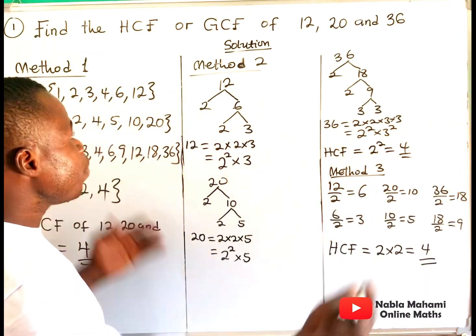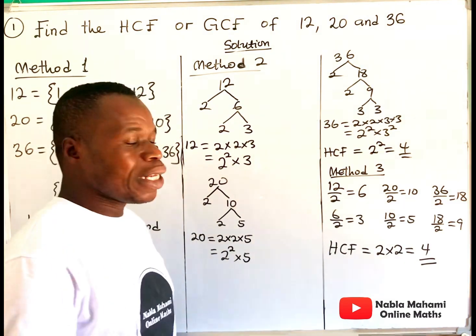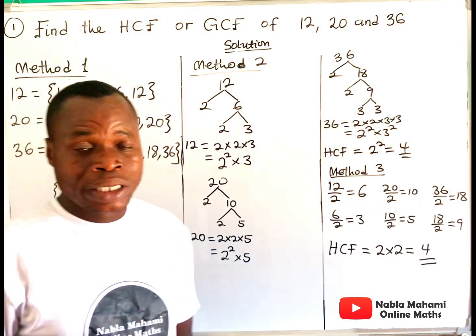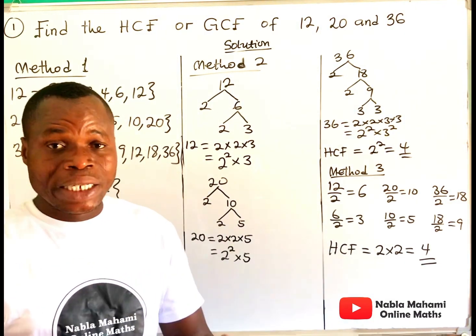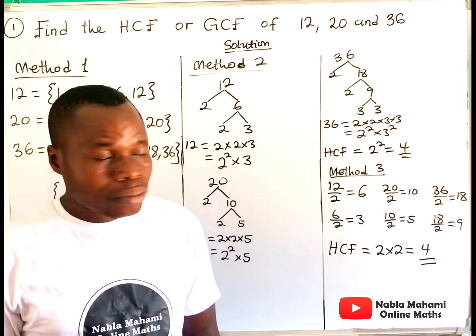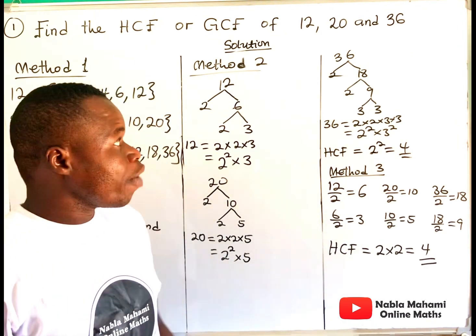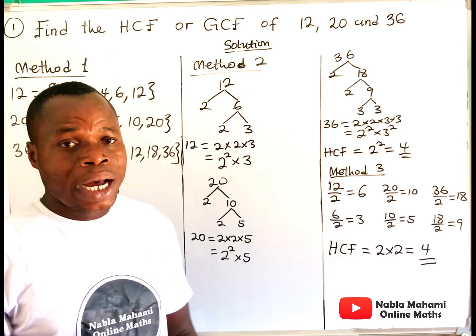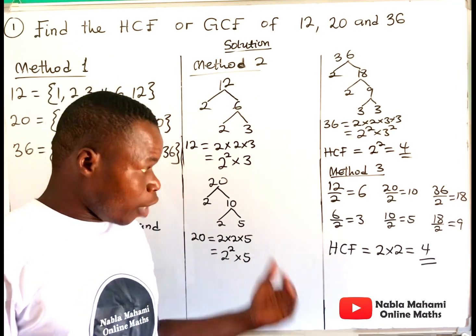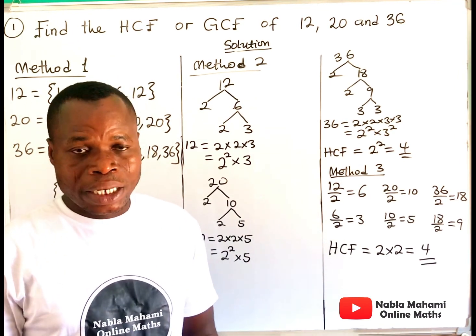So these are the 3 ways that you can use to find the highest common factor or the greatest common factor of numbers. And I've just used one example to explain this. I will record another video for this particular aspect using different numbers, and we'll use the same 3 methods again.